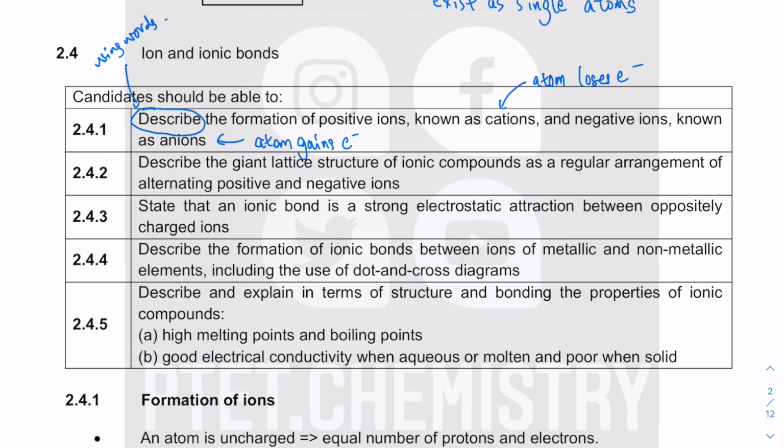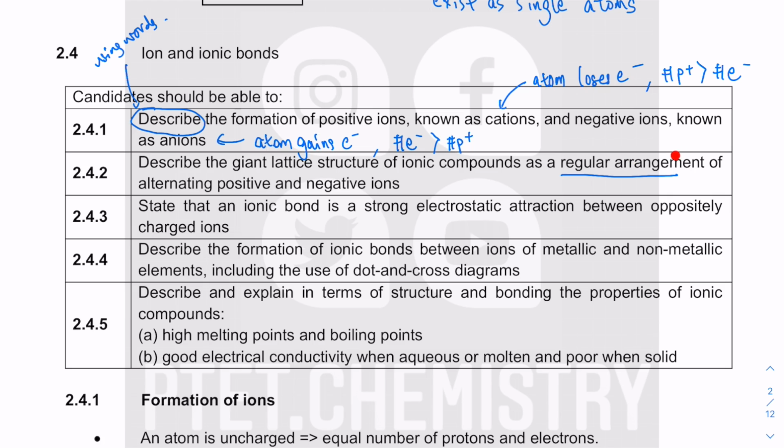If the atom loses electrons, your number of protons will be more than your electrons. If the atom gains electrons, your number of electrons will be greater than the number of protons. Next bit, describing the giant lattice structure of ionic compounds. Regular arrangement. Regular arrangement refers to solid. Remember, solid particles are arranged regularly.